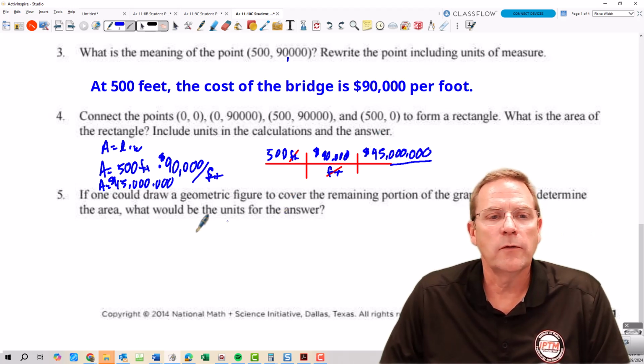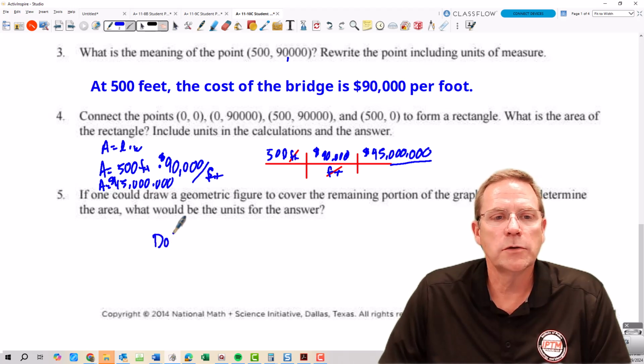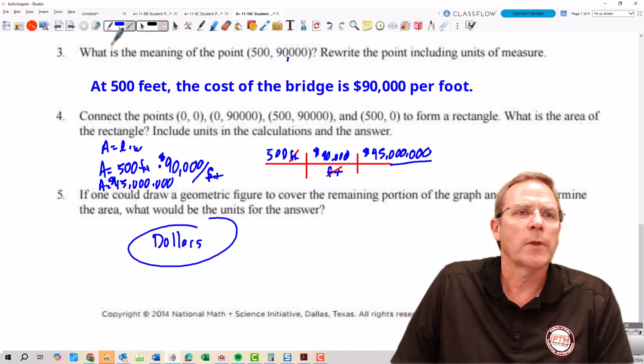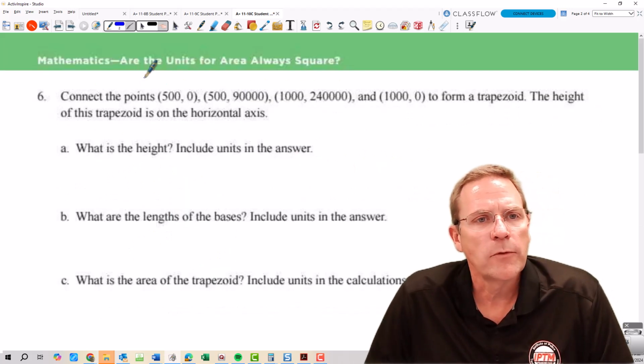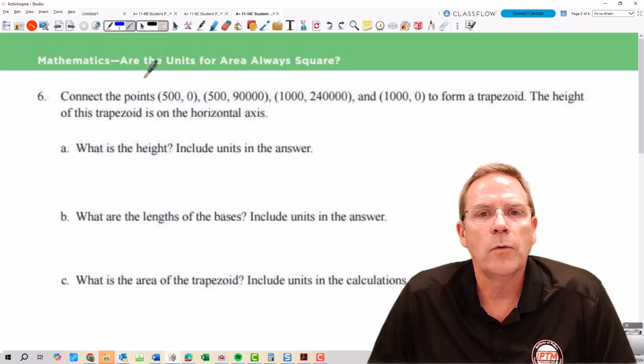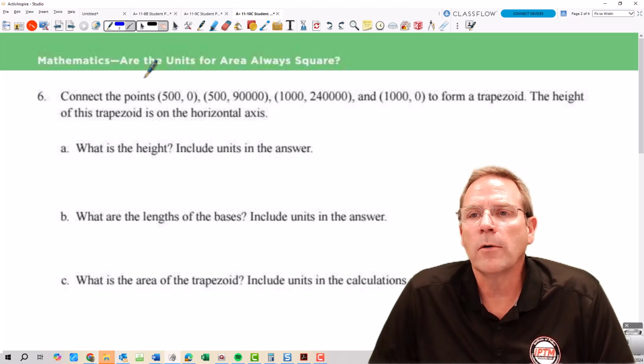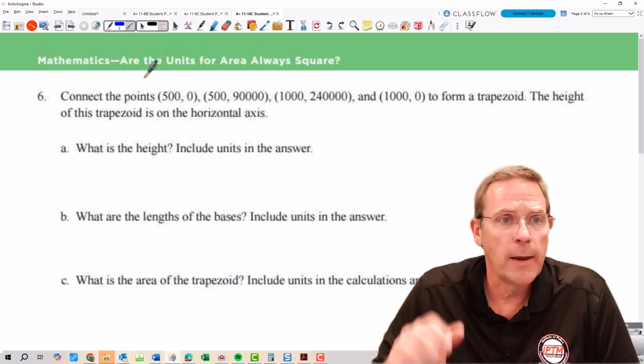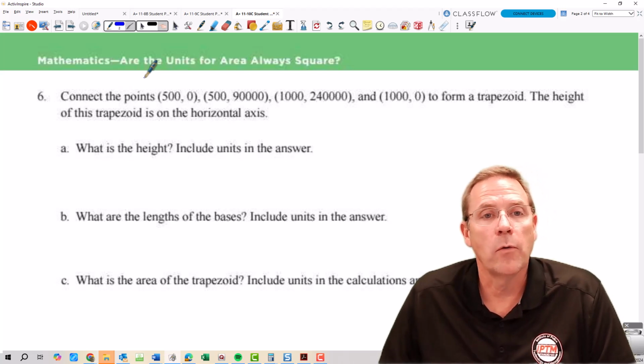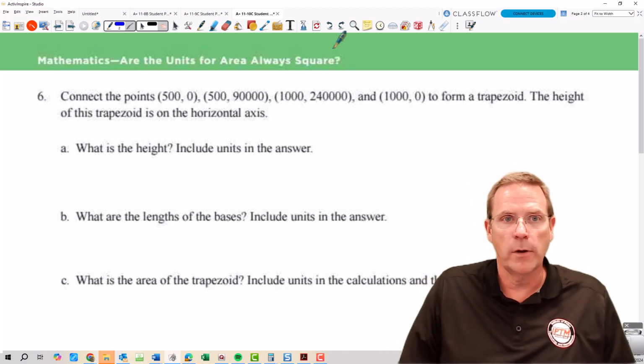Well, the units would be the same thing we have right there, which is dollars, being the total cost of creating the bridge. Let's turn the page. Number 6 says connect points to form a trapezoid. The height of the trapezoid is going to be your horizontal axis. So let's jump back over here and work on that.